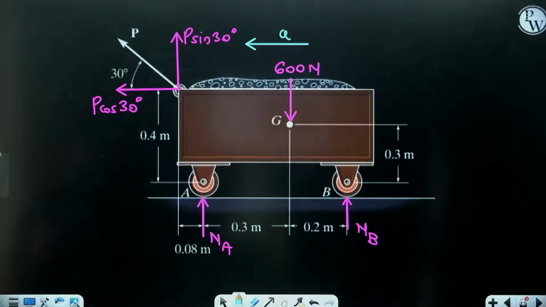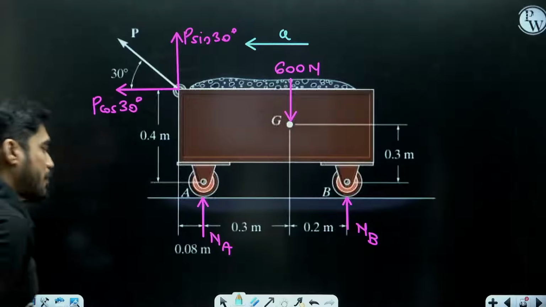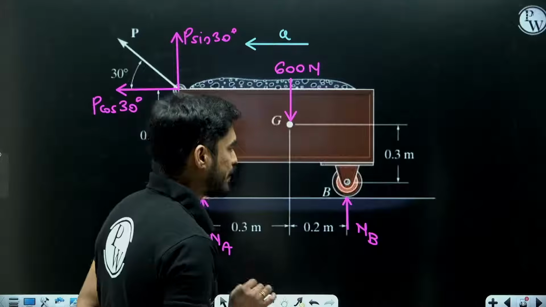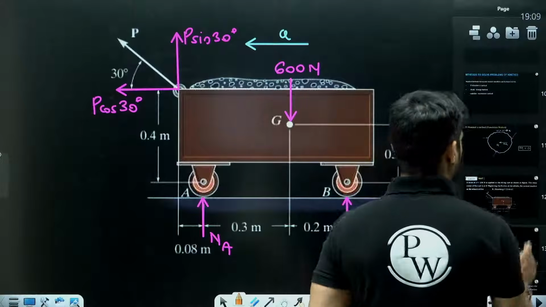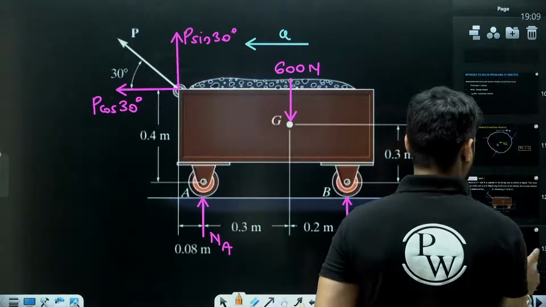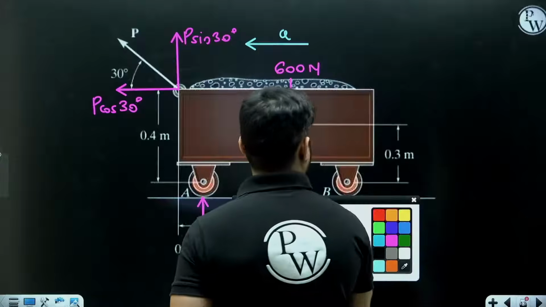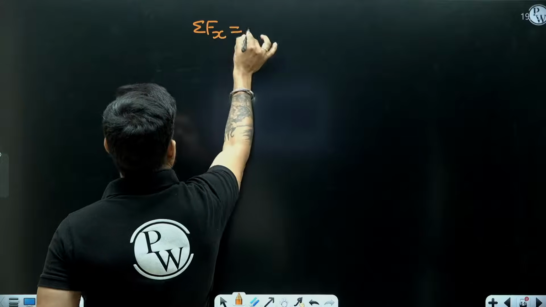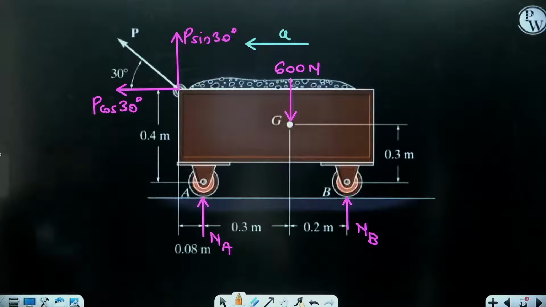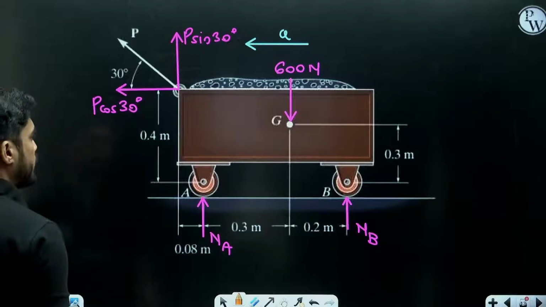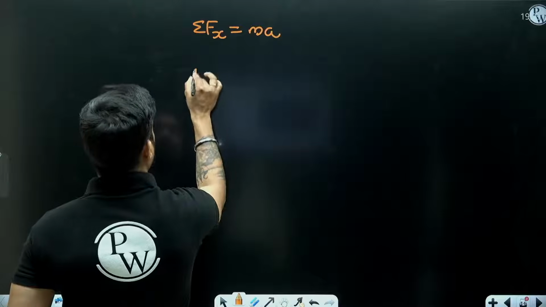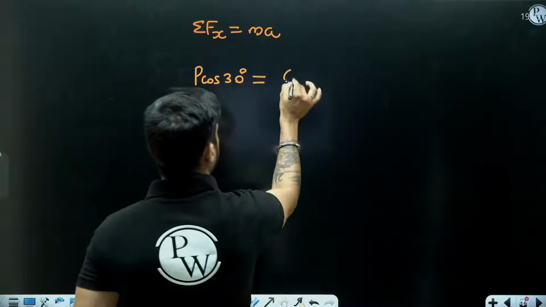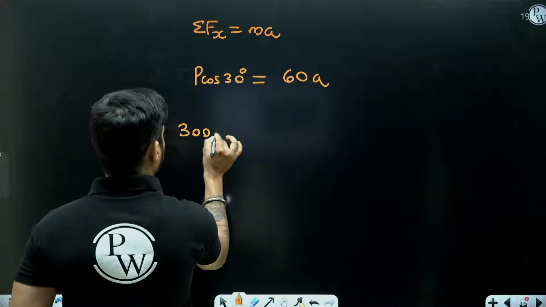Can you apply summation of Fx equals to 0? Summation of Fx is not 0. Summation of Fx will be equal to ma. Okay. So beta, what is the net force in x direction? P cos 30, right? Net force in the x direction is P cos 30. Mass is 60 kg. P is 300 Newton.